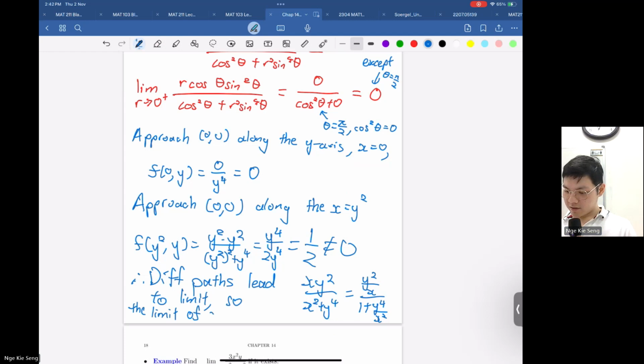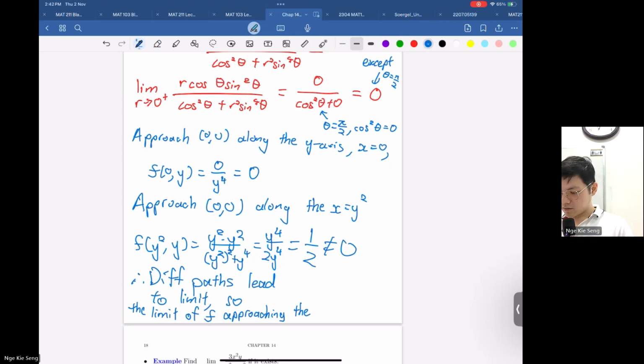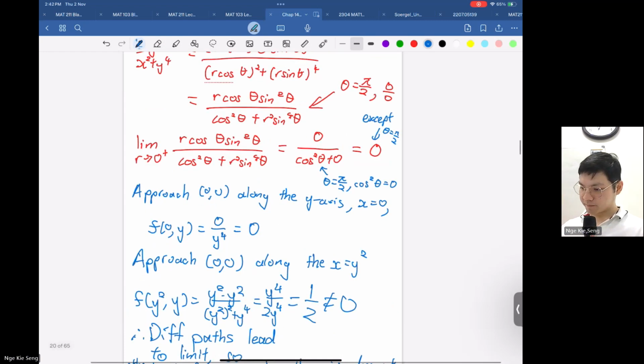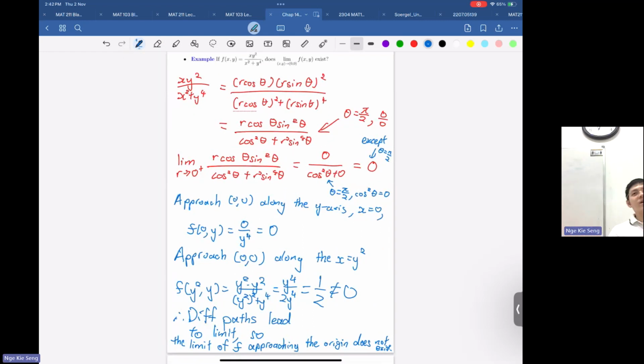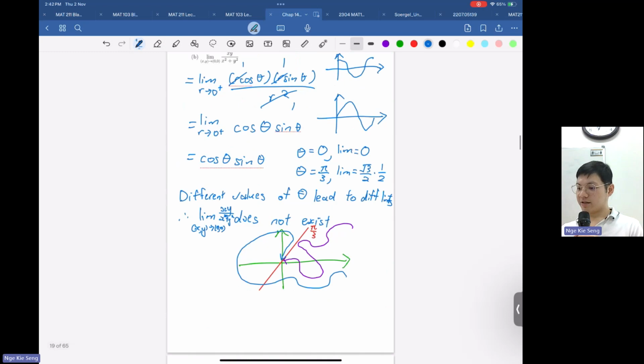So the limit of f approaching the origin does not exist. Some questions are a bit tricky. You need to find the right path. Any question? So to show the limit doesn't exist, you need to find two paths that give you different limits. Take a look at this page.